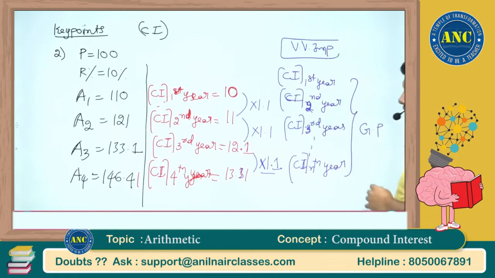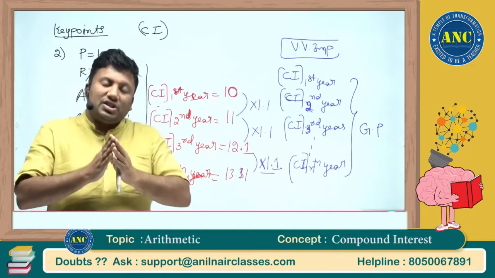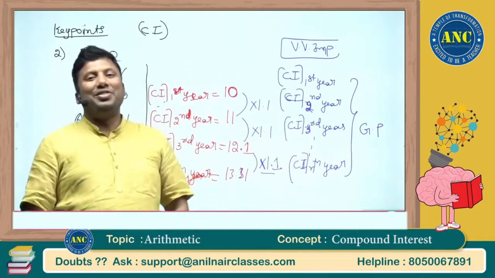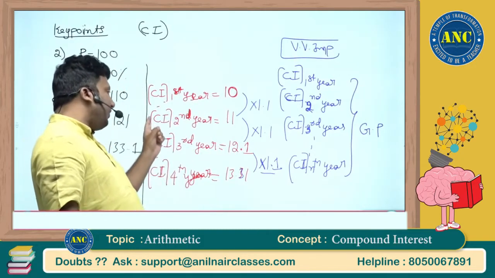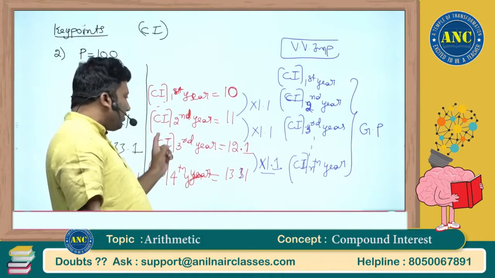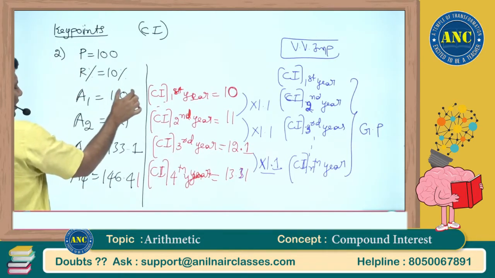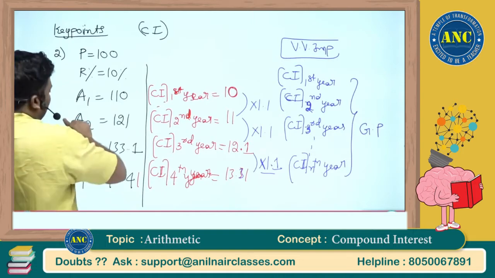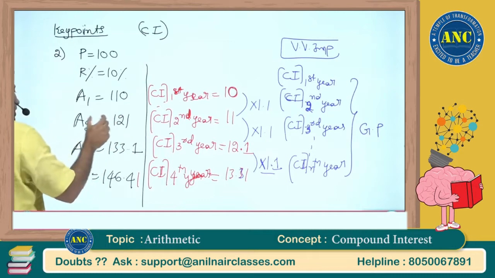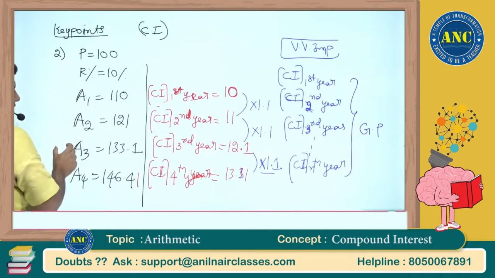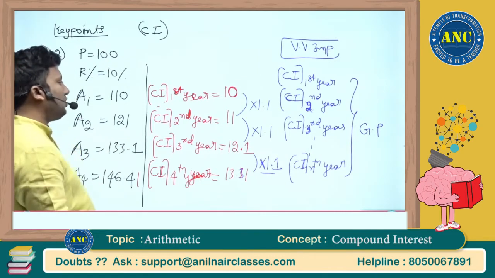So not only amounts at the end of the year are in geometric progression, compound interest for a particular year is also in geometric progression. CI for the first year is 10, CI for the second year is 11, CI for the third year is 12.1. How did you get 11? The amount at the end of the first year becomes the principal for the second year. 110 is becoming 121, extra it is 11. The amount at the end of the second year becomes the principal for the third year. 121 is becoming 133.1, difference is 12.1.